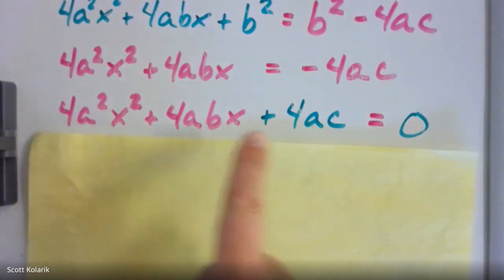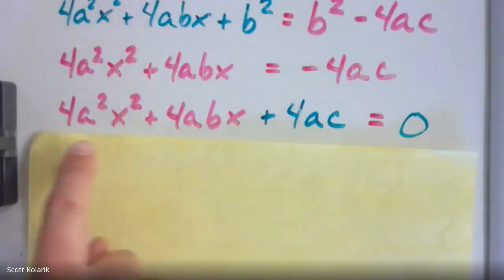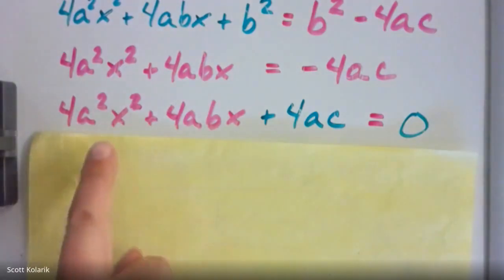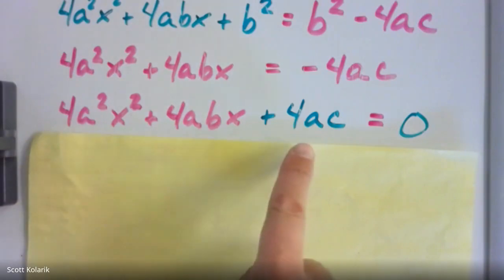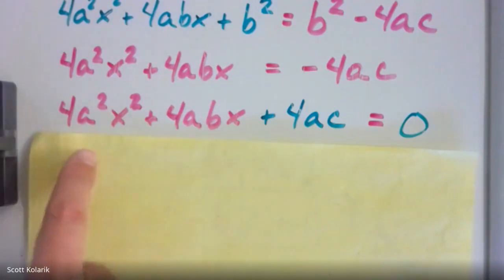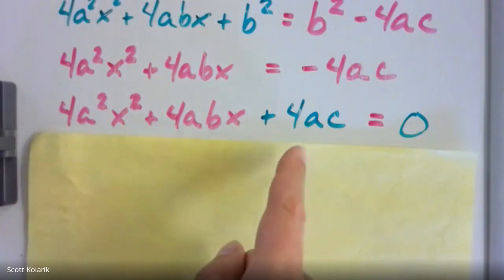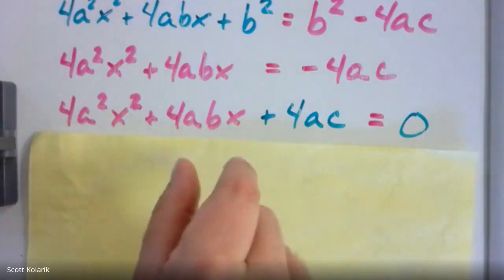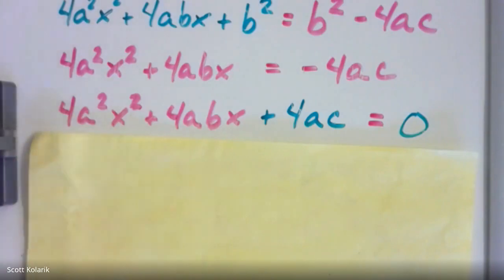Each of these terms, this is what we would call a 3-term polynomial, a trinomial. And in each of these individual monomials, they do have something in common. Each of these terms has a 4, and each of these terms has an a in common. So I can actually factor out 4a from each of those terms by division. This was a strategy that we learned in chapter 2, how to factor out something from a polynomial.